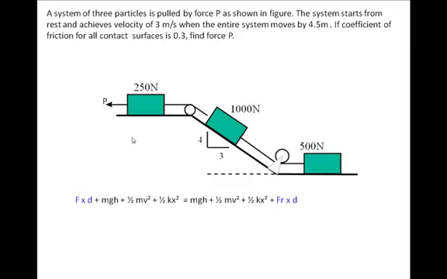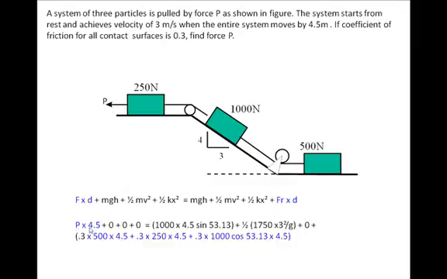So what do we do? We write the energy equation. We realize that there is an external force P and it moved by 4.5, so P into 4.5 is the external work done. Now initially, wherever they are, that will be the reference level for each of the bodies, and therefore mgh in the first position where it is at rest is 0, half mv square is 0 because the system is at rest, and half kx square is 0 because there is no spring.